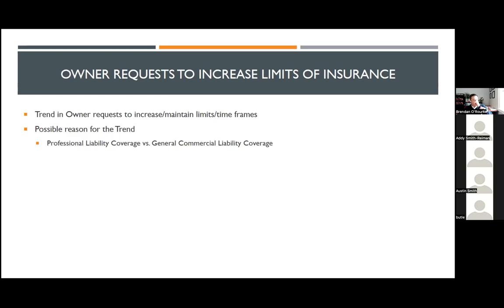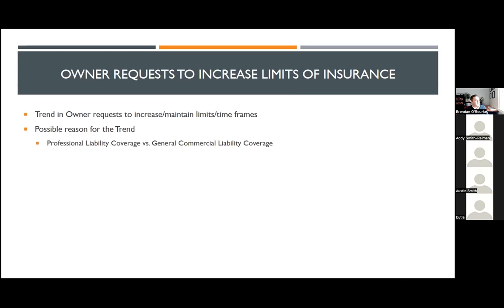So this is an area that is always a little bit thorny in contract negotiations. You and your firm may carry $1 million worth of insurance coverage, or 2 million or 5 million. And at this point, it always seems like the owner always wants a little bit more. I've tried to identify some reason for why I'm seeing this more and more often.